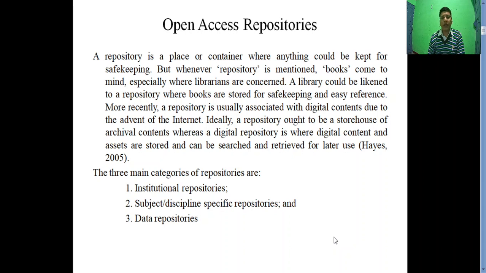Ideally, a repository ought to be a storehouse of archival content, whereas a digital repository is where digital content and assets are stored and can be searched and retrieved for later use. There are three main categories of repositories as follows. Number 1, institutional repository. Number 2, subject or discipline specific repository. And number 3, data repository. I am going to discuss them one by one.